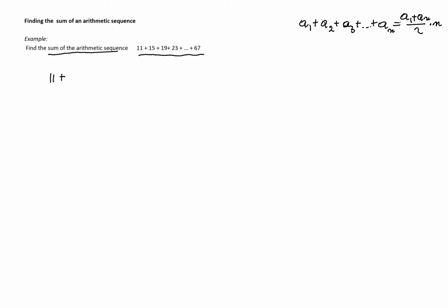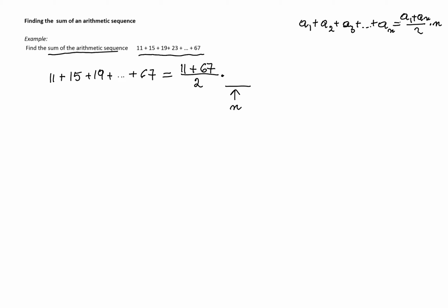So our sum, which is 11 plus 15 plus 19 plus and so on until 67, is going to be the first term, which is 11, plus the last term, which is 67, over 2 times the number of terms that we are adding, which is the value of n. The problem is that we don't know what that value is.